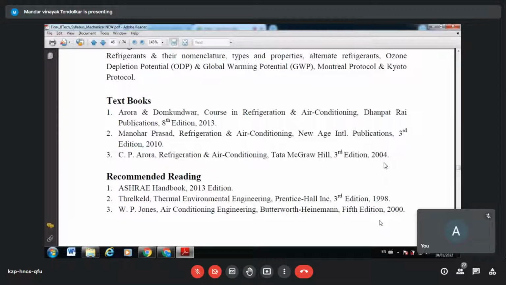Arora Domkundwar hardly covers vapor absorption. CP Arora, I think, doesn't have it at all. Manohar Prasad covers it very nicely. And if you want to go into depth for vapor absorption, the rest of your portion will be covered anyway. If you want to see vapor absorption in more depth, this is the best book. This is the best book for vapor absorption refrigeration.